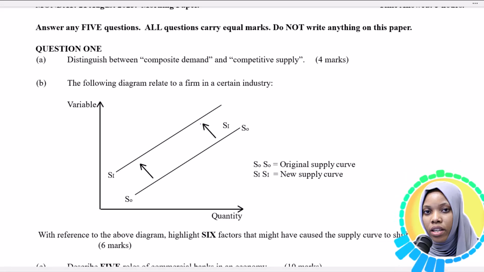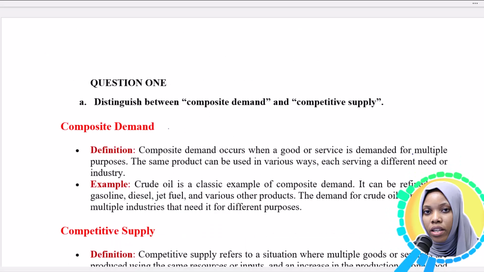Let's read through the answers. We are first defining what composite demand is. Composite demand occurs when a good or service is demanded for multiple purposes. The same product can be used in various ways, each serving a different need or industry. An example of a composite good is crude oil, which can be refined into gasoline, diesel, jet fuel, and other products.